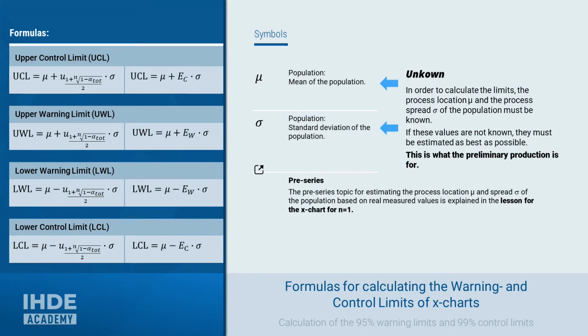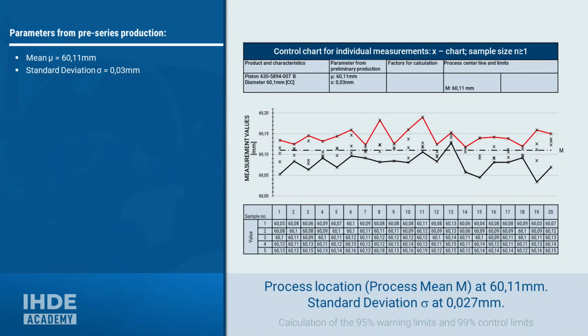As a quick reminder, the values for the mean mu and the standard deviation must be determined beforehand. For our example, this means that, for example, 50 pistons from a series production were previously removed and their diameter measured. Mu and sigma were then calculated based on this data. If there is no series production from which this data can be accessed, the data must be determined as part of a pre-series. For our further calculations, we assume that this has already happened.